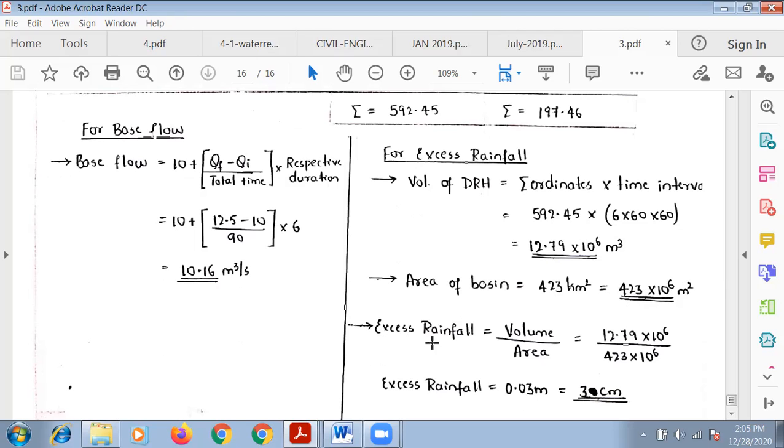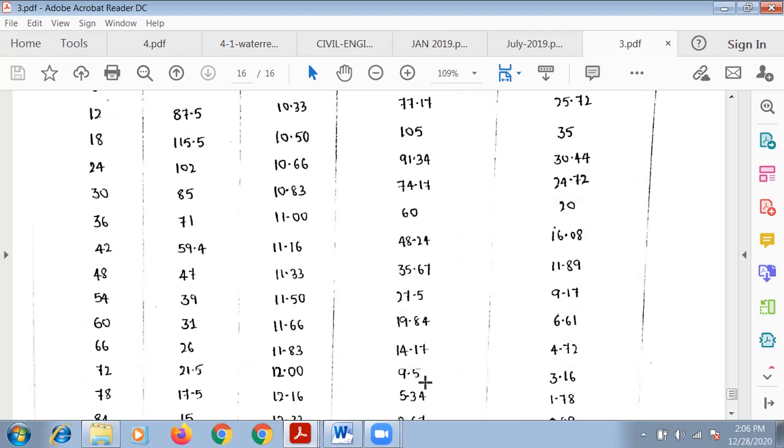So excess rainfall is given by volume divided by area. So volume we have already written here, divided by area. 10 to the power 6, 10 to the power 6 cancel. So excess rainfall will be in meter. Again you can see here this is in meter cube, this is in meter square. So meter square cancel. In the numerator we are left with only meter. So excess rainfall is equal to 0.03 meter. Again multiply with 100, then it is 3 centimeter. Ultimately we want it in centimeter. So you calculate excess rainfall here. So it is 3 centimeter.